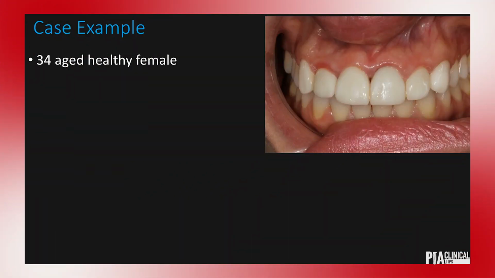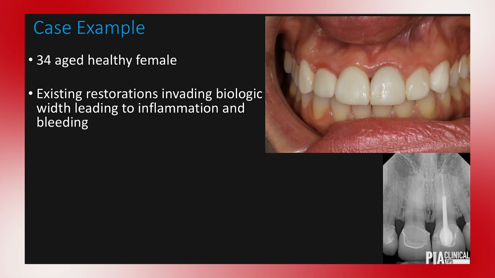So let's take a look now at a case example of a 34-year-old female patient with a non-contributory medical history. She had veneers placed on 5 through 12 about 10 years ago, and ever since she's complained of gingival bleeding and inflammation. Her gums, quote unquote, never felt right. She's complained of bad breath. My diagnosis was that she had invasion of biologic width, and that because of the veneers that were placed, her body responded in a negative way.